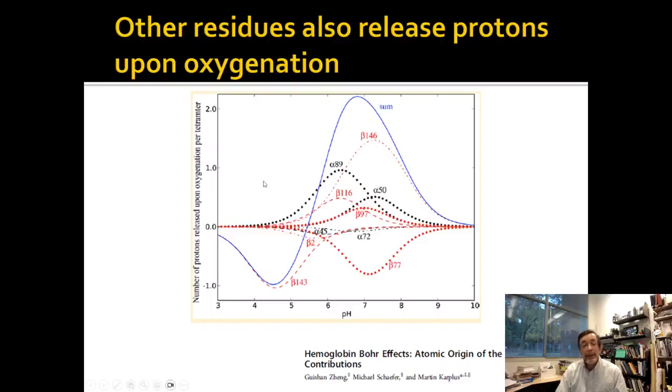In other words, as oxygen binds, you will actually release more protons, meaning the oxygen binds, it breaks that salt bridge, it will release a proton.